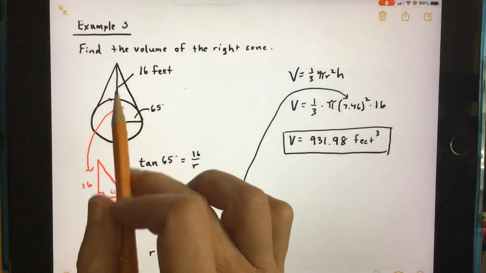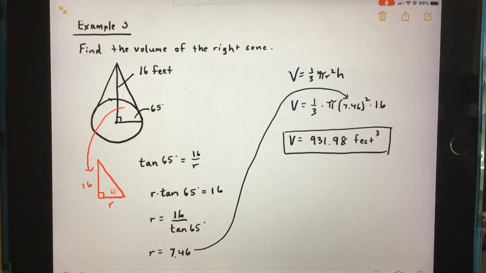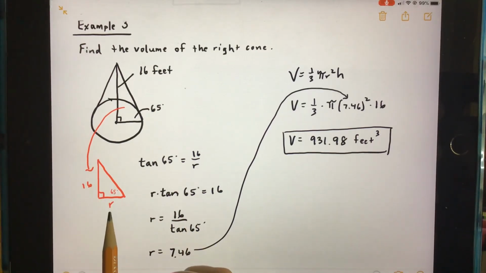So the first thing I'm going to do is pull this triangle out of the cone and redraw it down here. On this triangle here, it's a right triangle. I have legs 16 and R, and I have this angle marked as 65 degrees. I'm going to use my tangent function to determine the value of the radius. So tangent of 65 degrees will be the opposite leg, 16, over the adjacent leg, R.